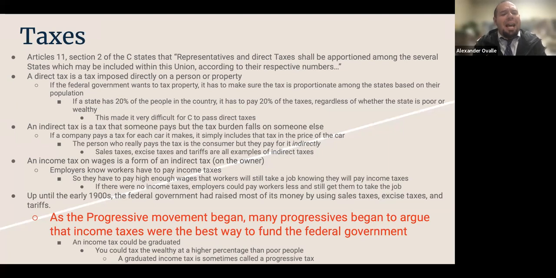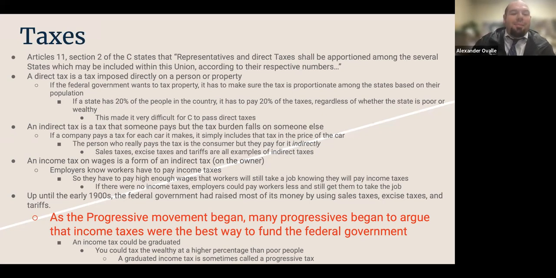An indirect tax is a tax that someone pays, but the tax burden falls on someone else. If a company pays a tax for each car it makes, it simply includes that tax in the price of the car. The person who really pays for that tax is the consumer, but they pay for it indirectly. Things like sales taxes, excise taxes, and tariffs are all examples of indirect taxes.